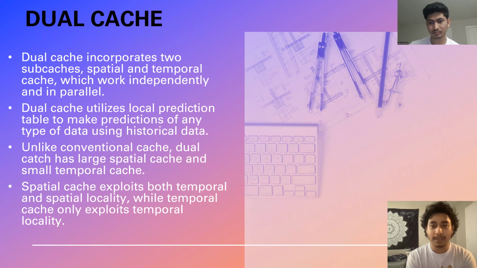Different types of cache display unique locality properties when referenced. Dual cache incorporates two subcaches, spatial and temporal cache, which work independently and in parallel. Dual cache utilizes a locality prediction table to make predictions on any type of data using historical data. Unlike conventional cache, dual cache has a large spatial cache and a small temporal cache. The spatial cache exploits both temporal and spatial locality, while the temporal cache only exploits temporal locality.